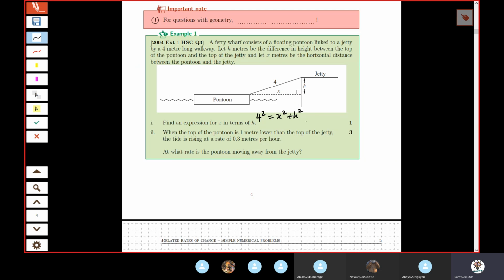And then find x in terms of h, so therefore x squared equals 16 minus h squared, and then you can't cancel this out, be careful. So it's just root 16 take away h squared.